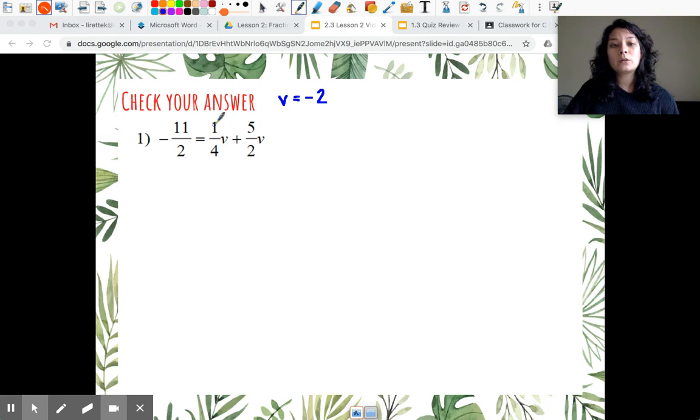These V's are being multiplied to these fractions. So I'm actually going to make my integer answer look like a fraction by making it a negative 2 over 1. So I'm going to start substituting. This value on the left stays the same. And instead of 1/4 times V, it's going to be 1/4 times negative 2 over 1 plus 5/2 times negative 2 over 1.